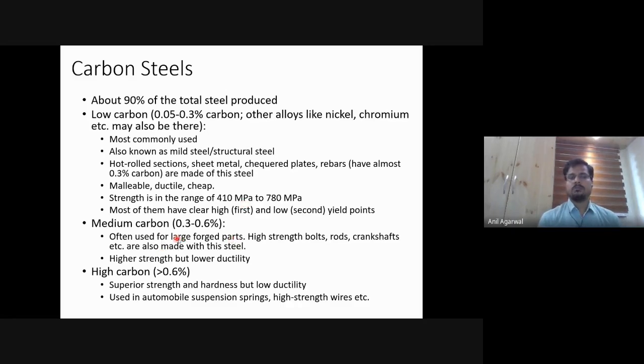Okay, and medium carbon is the other type of steel which has higher carbon content, more than 0.3% up to 0.6%. This type of steel is often used for making bolts because you have higher strength and ductility requirements are not that important. Also for making threaded rods, which are mostly used for tension. Crankshaft, which is meant for, you know what a crankshaft is? Anybody knows where a crankshaft is used?